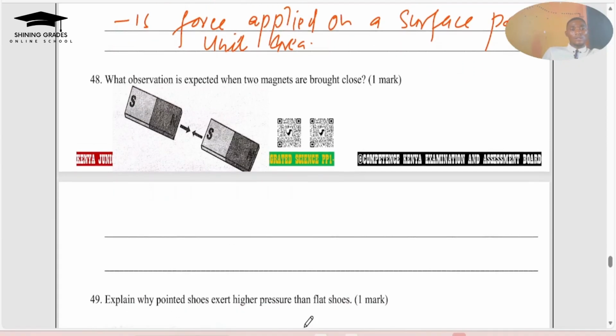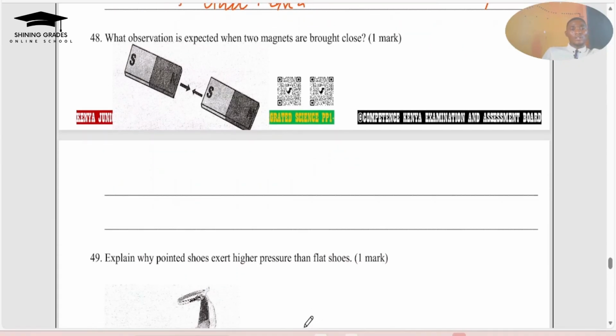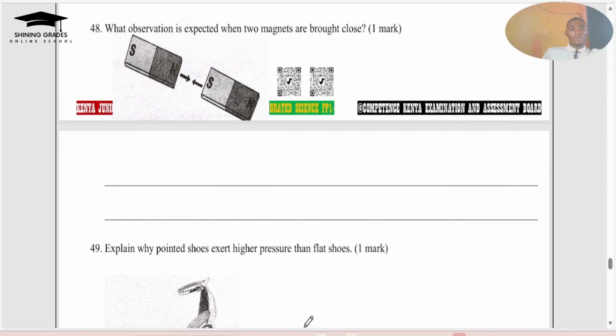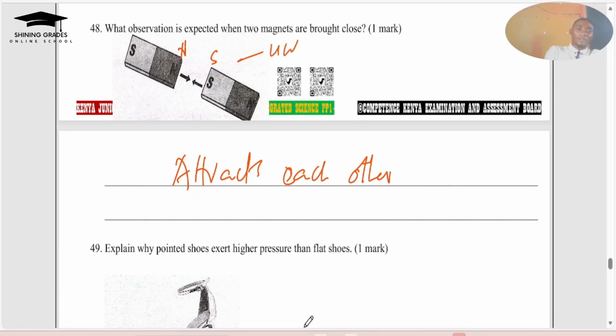Question 48. What observation is expected when two magnets are brought close, a north pole and a south pole? The expectation is that the two attract each other, because these are unlike poles, and we know unlike poles attract.